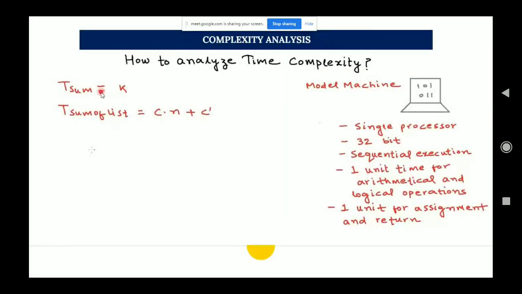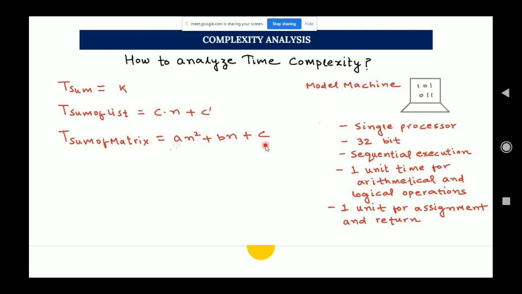So T sum is some constant, and T sum of list is nothing but Cn plus C dash. You already know what C and C dash are. Now similarly, if you try to solve sum of matrix, meaning you are given two different matrices, that is two dimensional arrays, and you try to add two matrices, you will get an square plus bn plus c as its time cost or running time complexity.